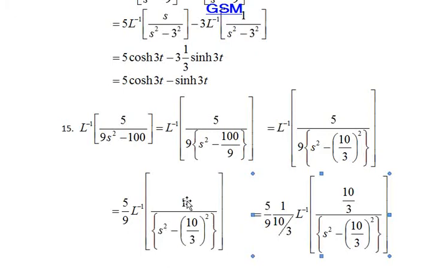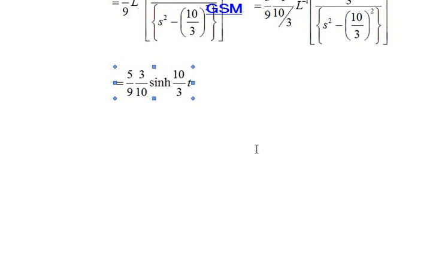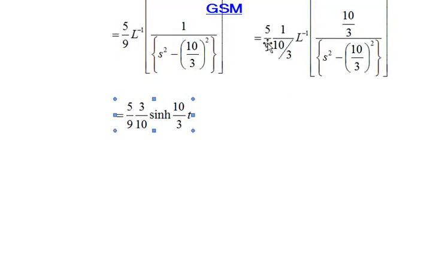Then apply the formula of L inverse of a by s square minus a squared equals sin h at. Here the a value is missing. What is the a value? 10 by 3. So multiply the numerator and denominator by 10 by 3. The next step, here 5 by 9, 3 by 10. Change it to 3 by 10.